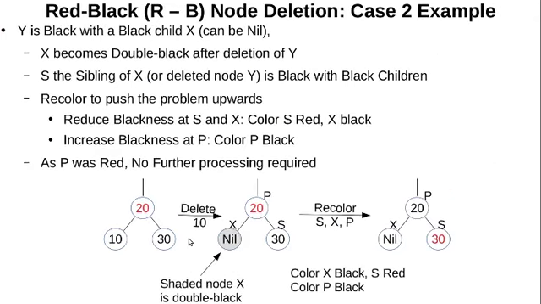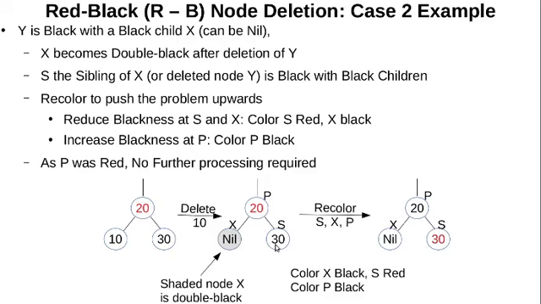For better understanding of case 2, let's go through a few examples. Consider the subtree on the left. We want to delete node 10, which is colored black. Deletion of node 10 makes its nil child double black. We mark it as X. The sibling of node X is also black with black children. Hence, as per the case 2 processing, we reduce the blackness of S and X.